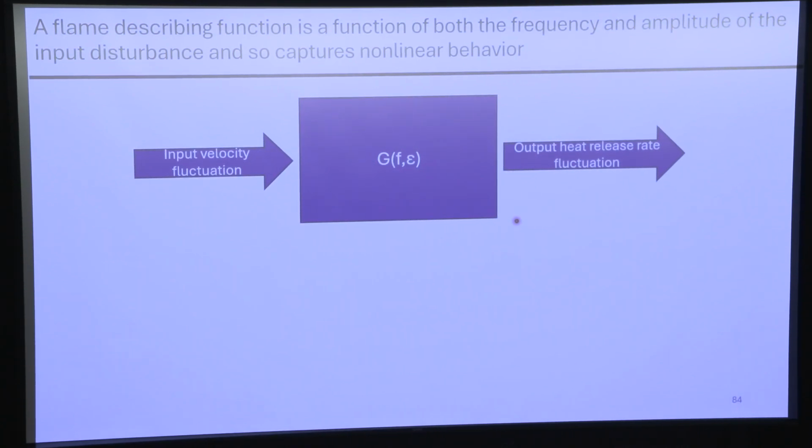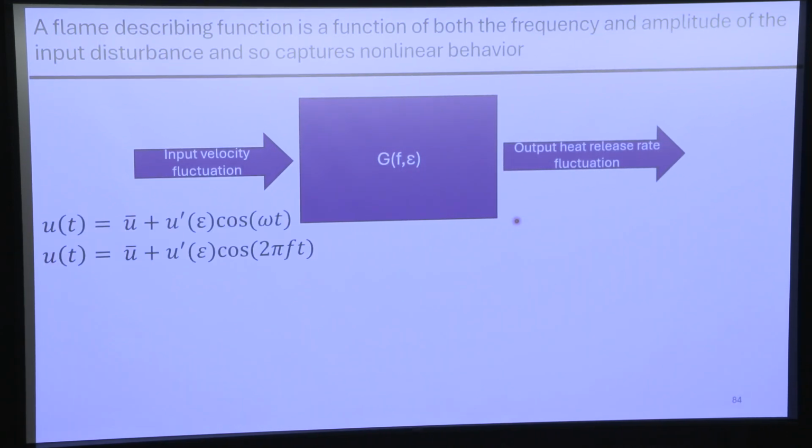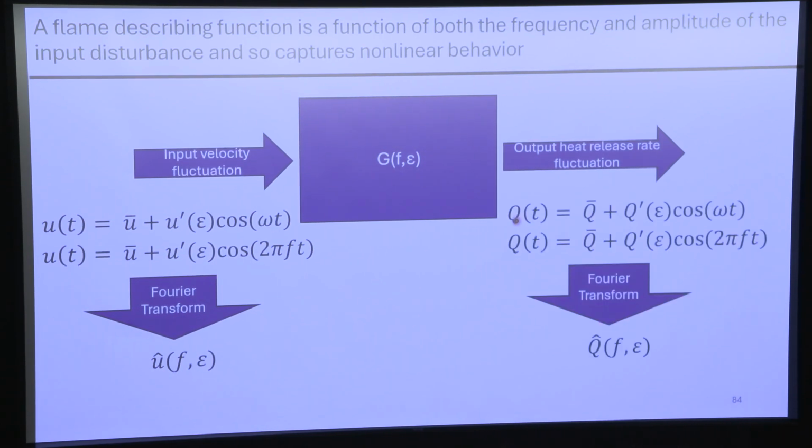You still have the single input, single output configuration. You're only looking at one frequency at a time, but now you have u prime as a function of epsilon. So you have to measure it at a bunch of different amplitudes, or calculate it at a bunch of different amplitudes, so that your input is a function of epsilon, your output is a function of epsilon, and so your transfer function is a function of epsilon. One thing that I didn't put in here, but that happens, is technically your mean flow can also be a function of epsilon.